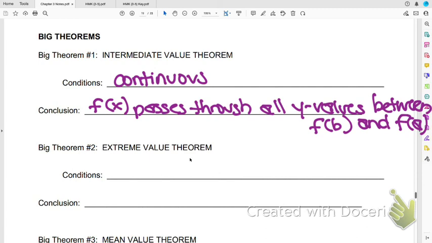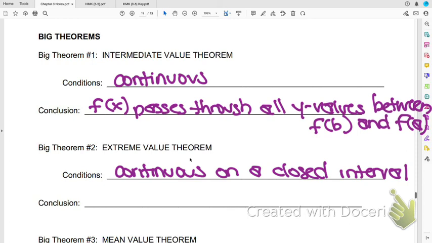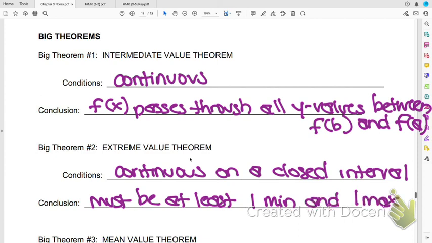The second one we talked about was the extreme value theorem. The extreme value theorem only works if it is continuous on a closed interval. This is the one that told us there must be at least one min and one max. This is how we kind of led off this unit, and we said if this was the absolute max and absolute min. If we have a closed interval, there is a max and a min on that closed interval somewhere. We just have to find it.